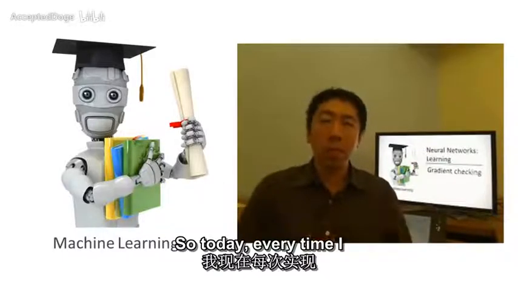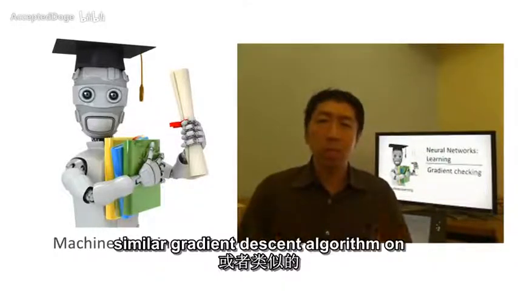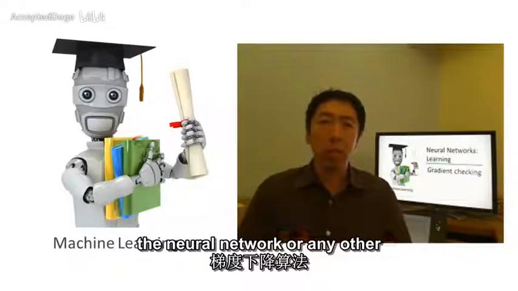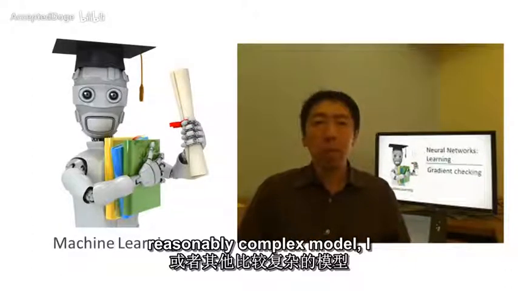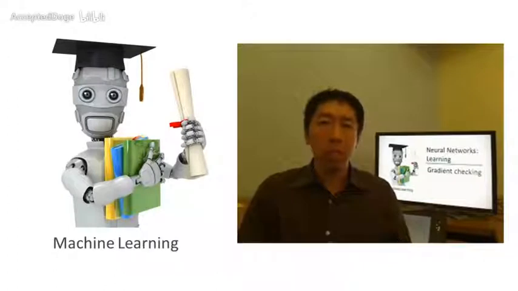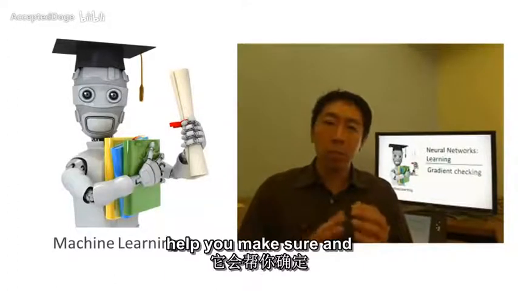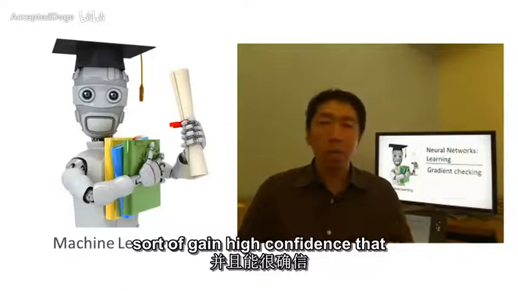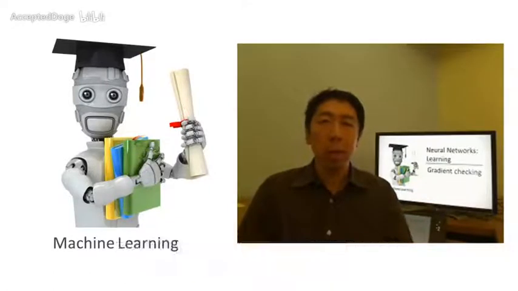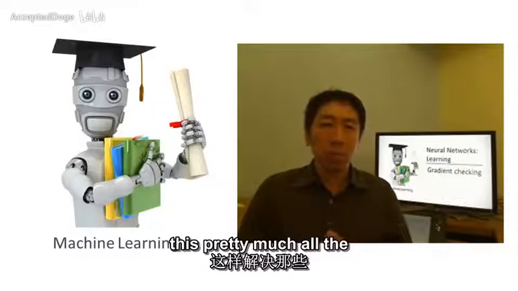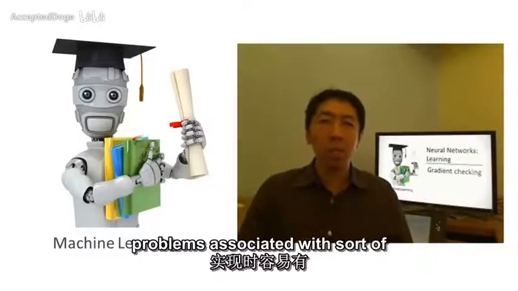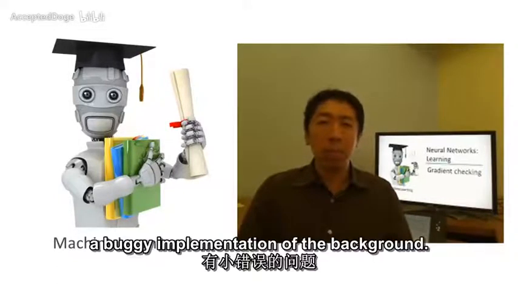So today, every time I implement backpropagation or a similar gradient descent algorithm on a neural network or any other reasonably complex model, I always implement gradient checking. And if you do this, it will help you gain high confidence that your implementation of forward prop and back prop or whatever is 100% correct. And in what I've seen, this pretty much eliminates all the problems associated with buggy implementations of backprop.